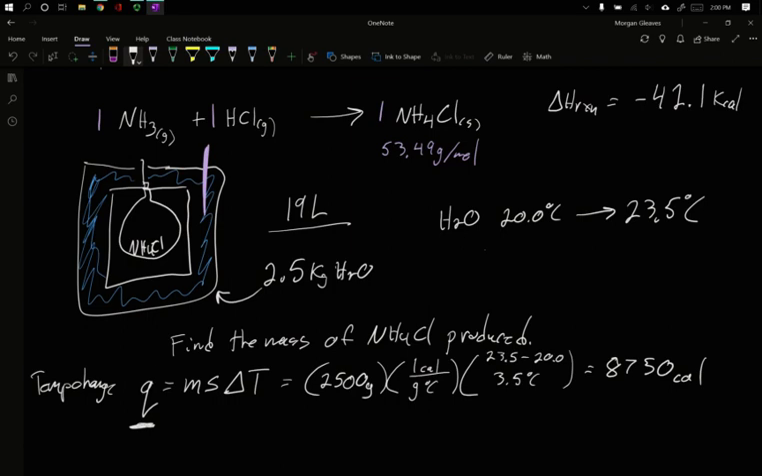So this is the energy that went into the water, and we're assuming that all of the energy of the reaction went into the water. Well, if we want this in kcals, remember there's 1,000 calories in 1 kcal. So divide by 1,000, this is 8.75 kcals. So we know the kilocalories that the reaction must have released. And I have a balanced reaction with a delta H value that tells me it was 42 kcals per mole.